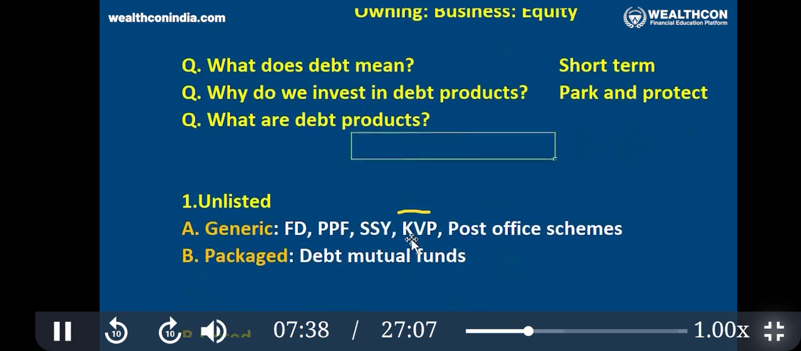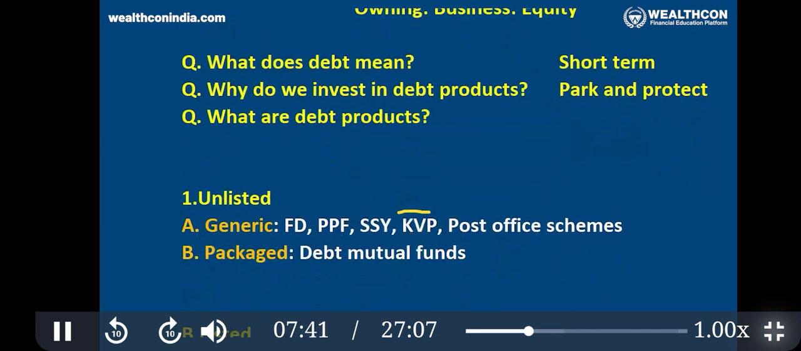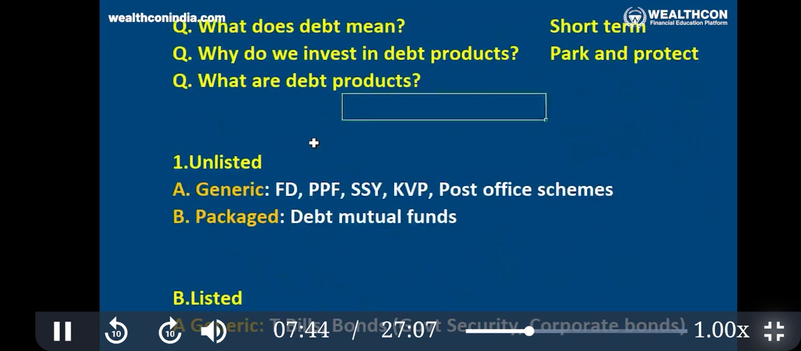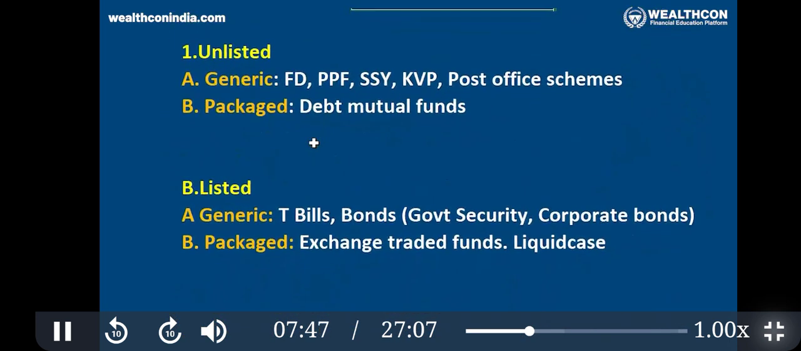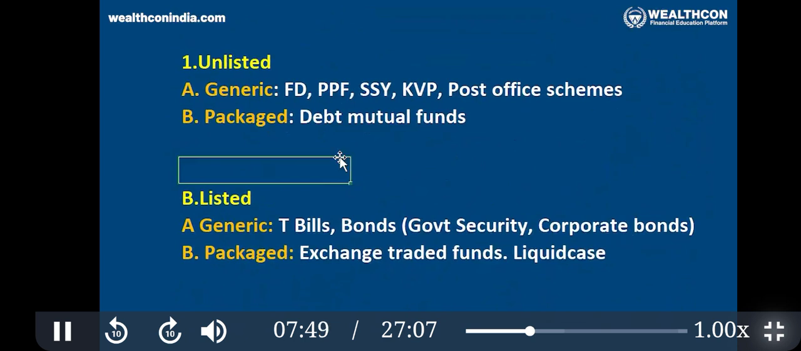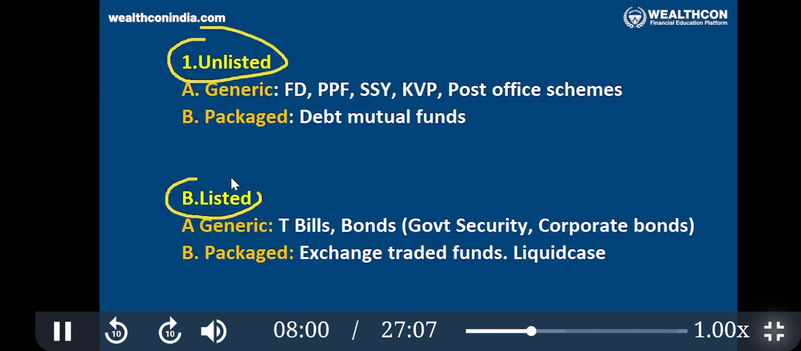Next is, what are the debt products? As I mentioned, we have to classify products so that it becomes easy to learn about them. So now, another classification of debt products. Similarly, we can use this same framework for equity as well. So, unlisted debt products and listed debt products. Listed debt products means they are listed on the stock exchange. You can buy and sell on the stock exchange. Unlisted are not listed on the stock exchange. You can buy online or at offline branches, but not on the stock exchange.